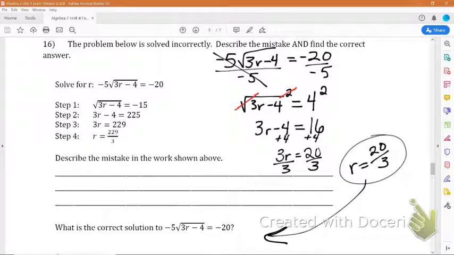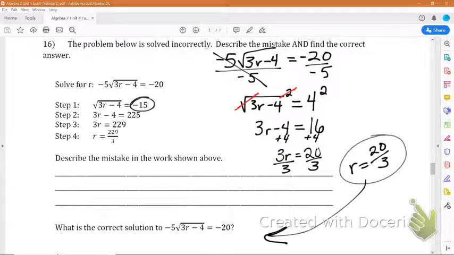So describe the mistake shown in the work above. I notice we both have divided by 3, but they have 229 divided by 3. They didn't divide that 20. They subtracted the 5. So you're going to tell me that instead of dividing by negative 5, they added 5. So step 1 is really where they screwed up.